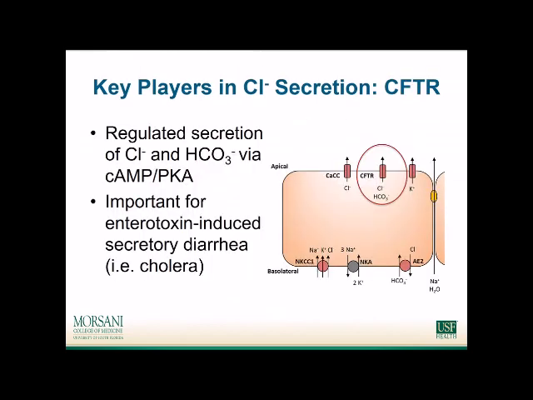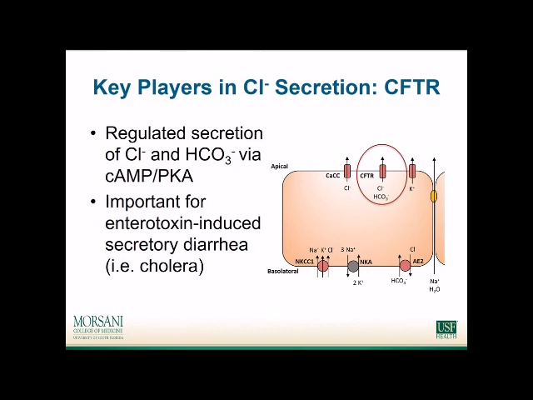Okay, so let's look a little bit at CFTR. CFTR is important for regulated secretion of chloride and bicarb via a cyclic AMP-PKA pathway. And so the adenylyl cyclase second messenger signaling system is very important for how this particular chloride channel works, which is why we use it as a classic example of enterotoxin-induced secretory diarrhea like cholera.